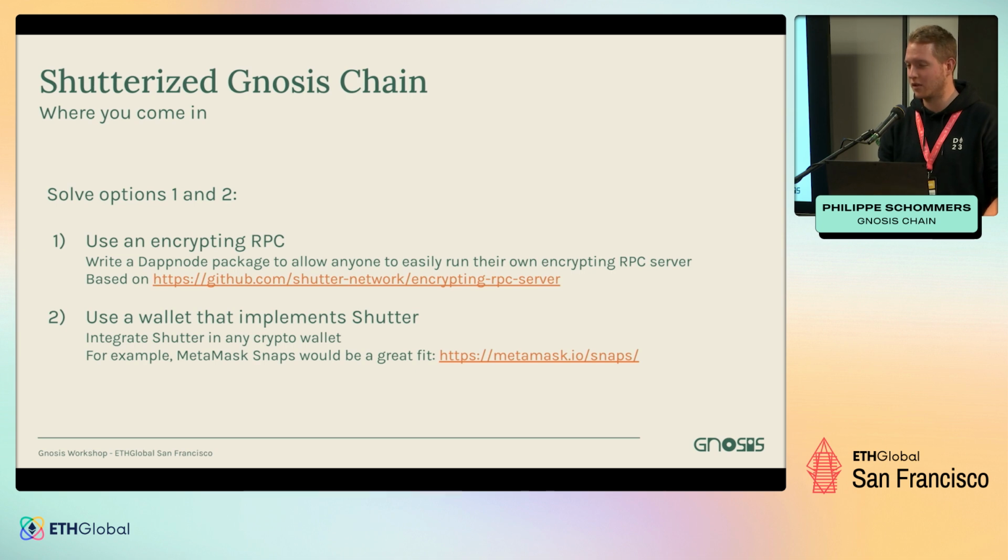So where do you come in? Basically, it's to solve options 1 and 2. For the encrypting RPC, if you are serious about privacy, you want to deploy it yourself. One easy way to do this would be to use DAppNode. So you could potentially win a bounty by developing a DAppNode package for this encrypting RPC. The second way would be to implement Shutter directly in a wallet, for example by forking a wallet or by using MetaMask Snaps.